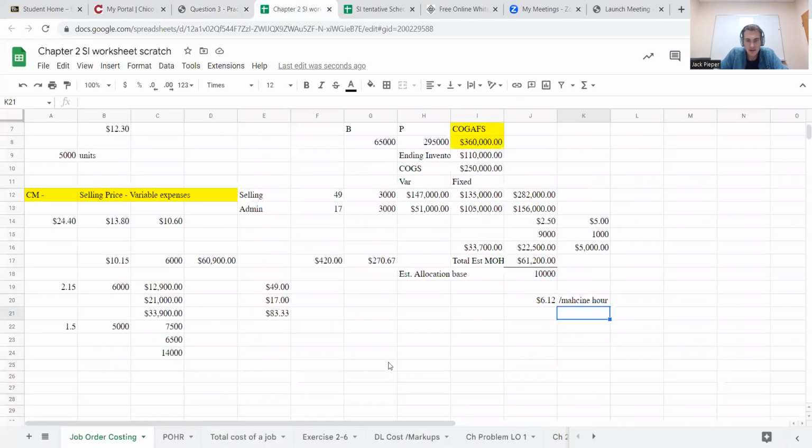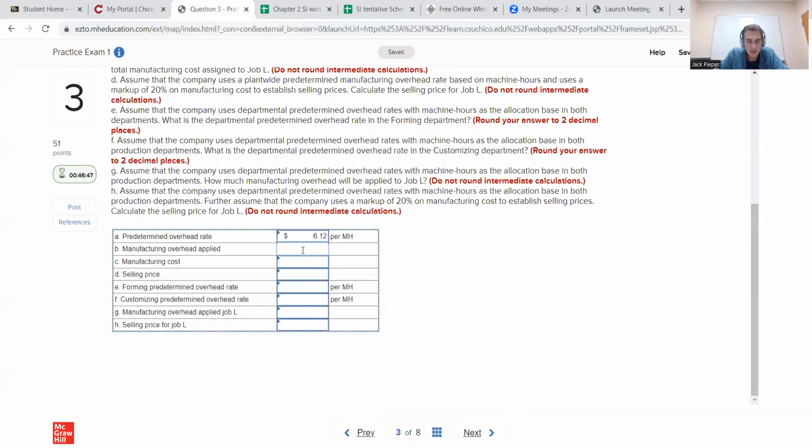So we have 7,000 machine hours. Times the 6.12. So 7,000 times $6.12 per machine hour is $42,840. And that's the amount of overhead we applied to that job L.